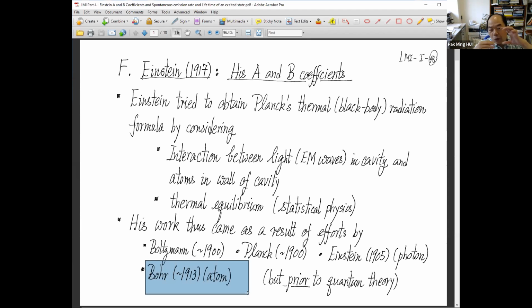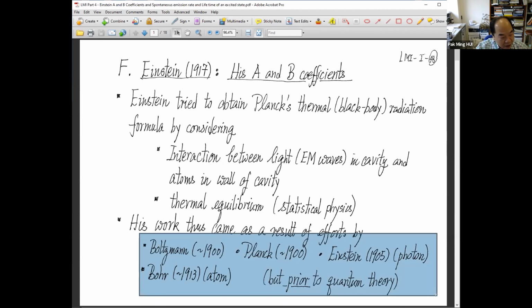That is to say, there could be transitions between the levels, or the energy stationary states, what Bohr called, to give out or absorb light. Okay, so we are not totally ignorant at that time. We know quite a bit of things at that time. All right, so you will see that all of this played a role in Einstein's work.